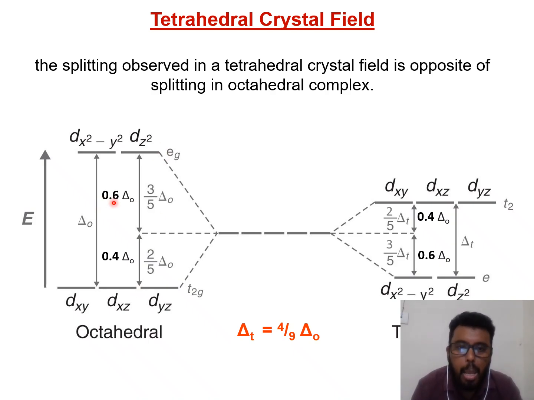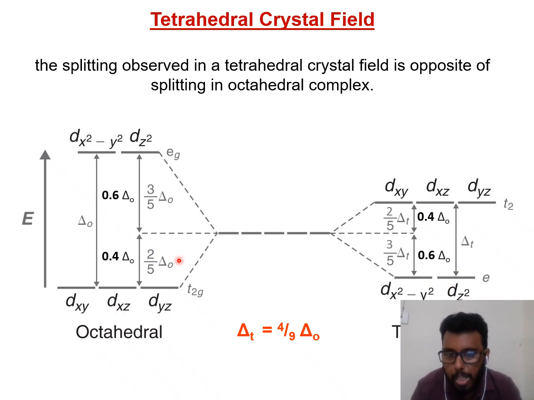Either you can say 0.6 delta O minus 0.4 delta O, or in terms of fractions, you can write 3 by 5 delta O and 2 by 5 delta O. Similarly, the energy will be opposite, so 0.4 delta O will be on top and 0.6 delta O will be at the bottom.